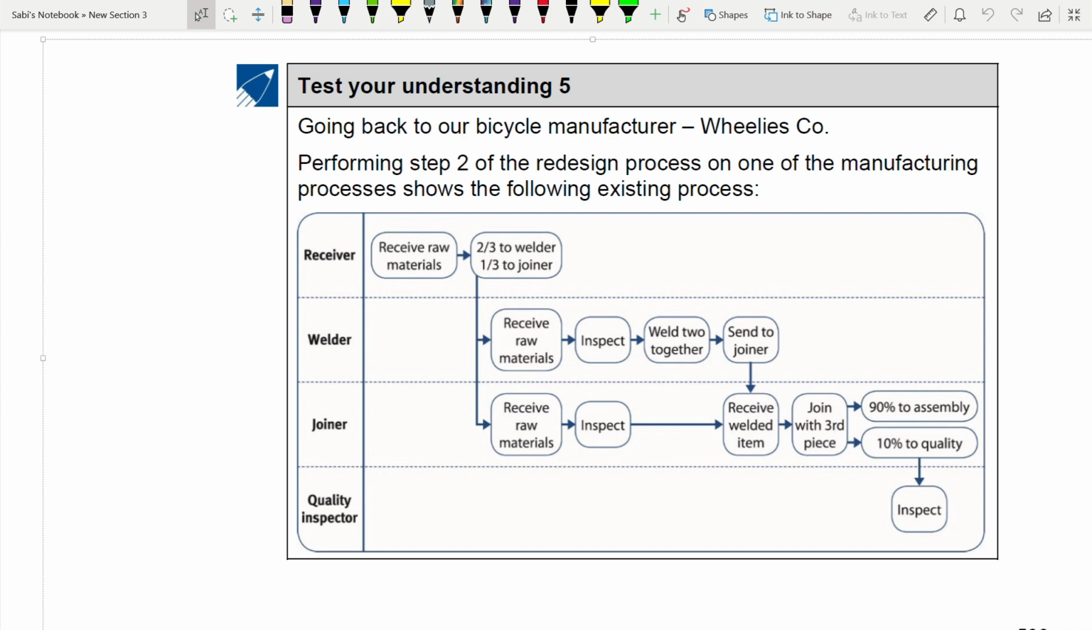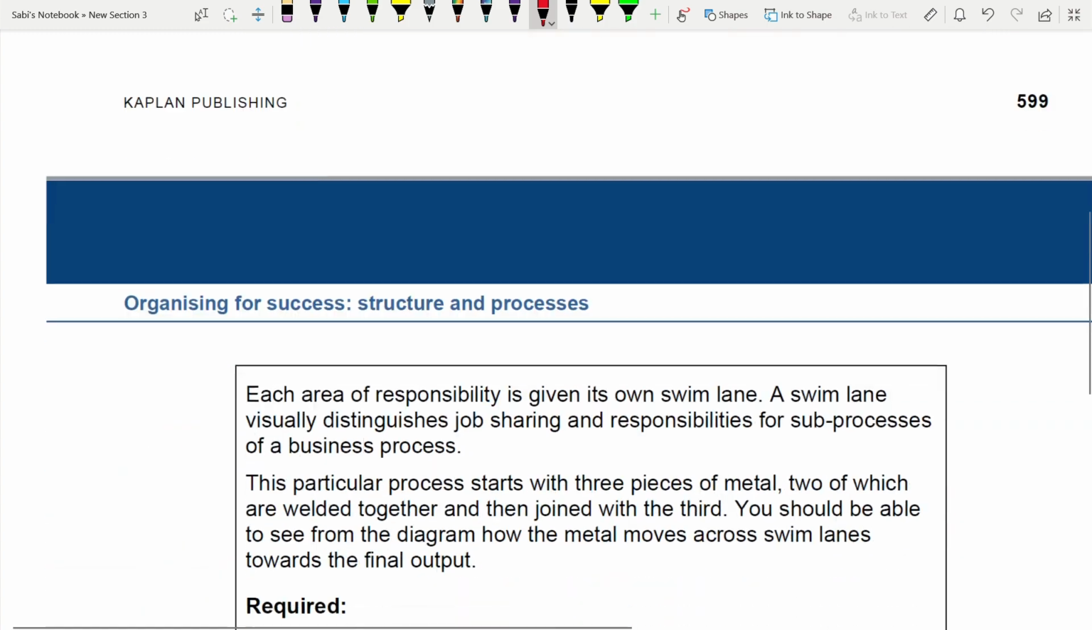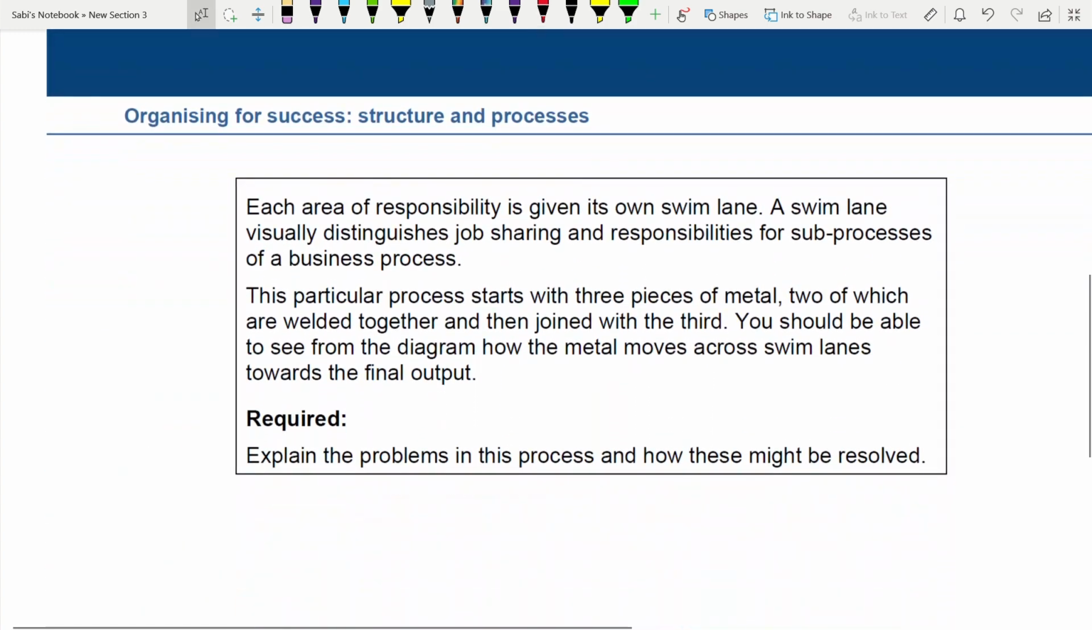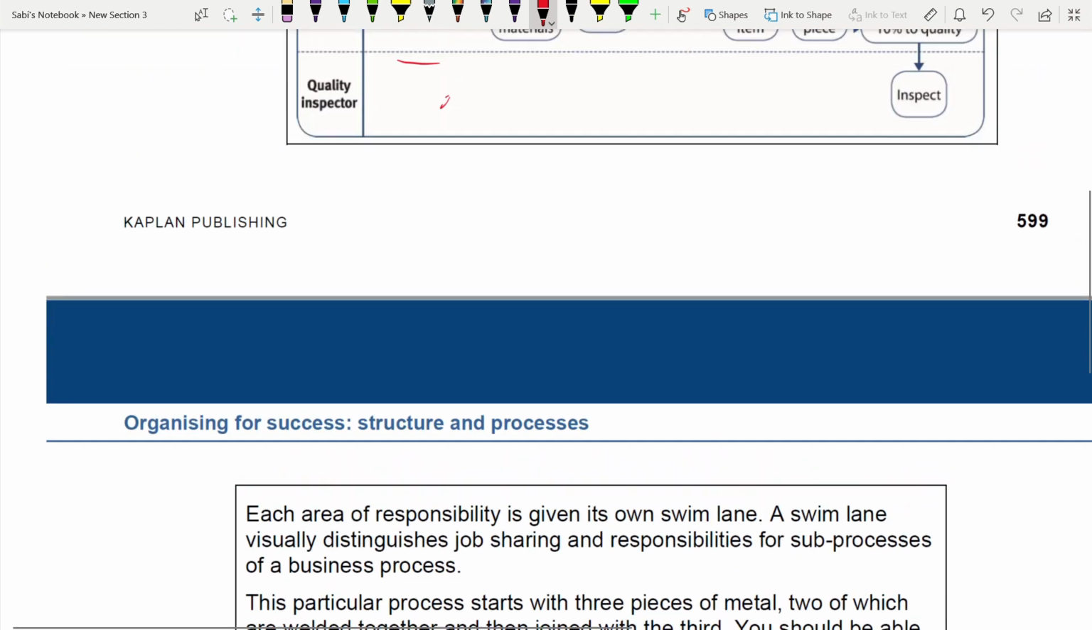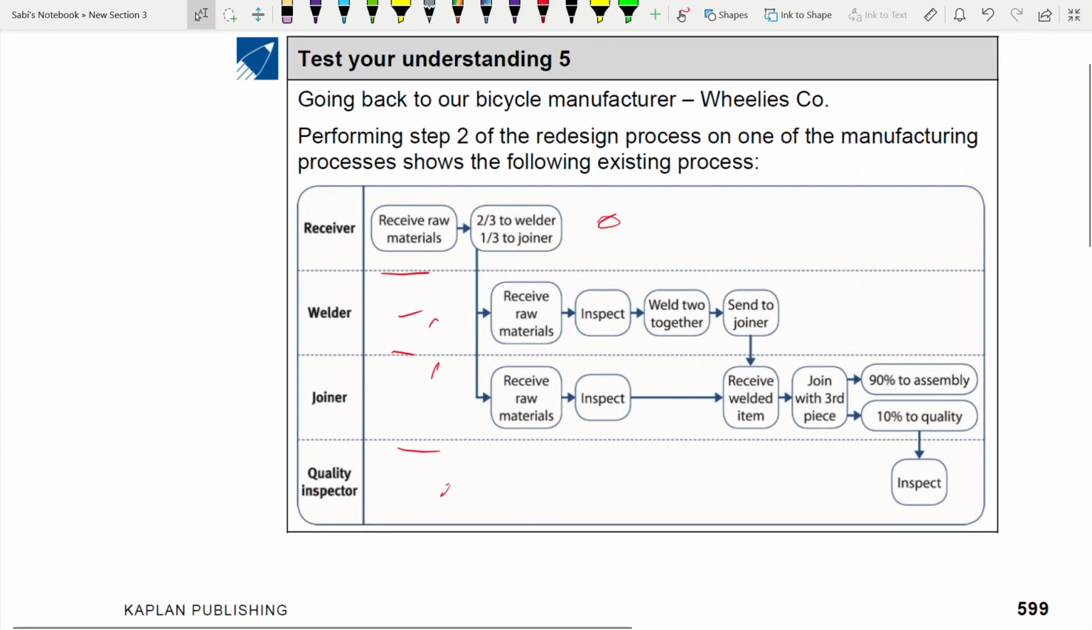Now, as I was saying, what is a swim lane, right? I told you, right? This is the swim lane. These are different types of lanes. You could be here, you could be here, you could be here, you could be here. So this is the meaning of swim lane that I was talking about. Now, in this question, let us first read the requirement. Explain the problems in this process and how this might be resolved. Problem and solution.